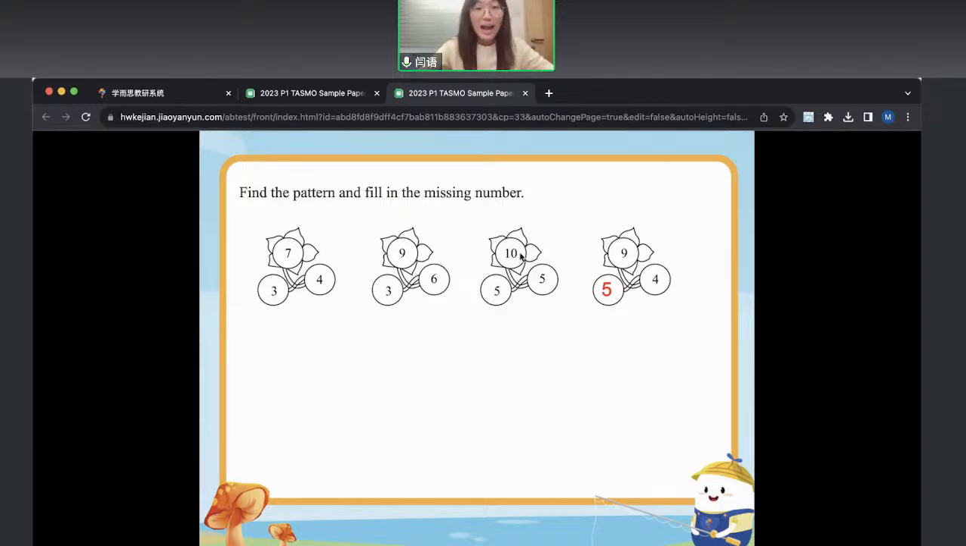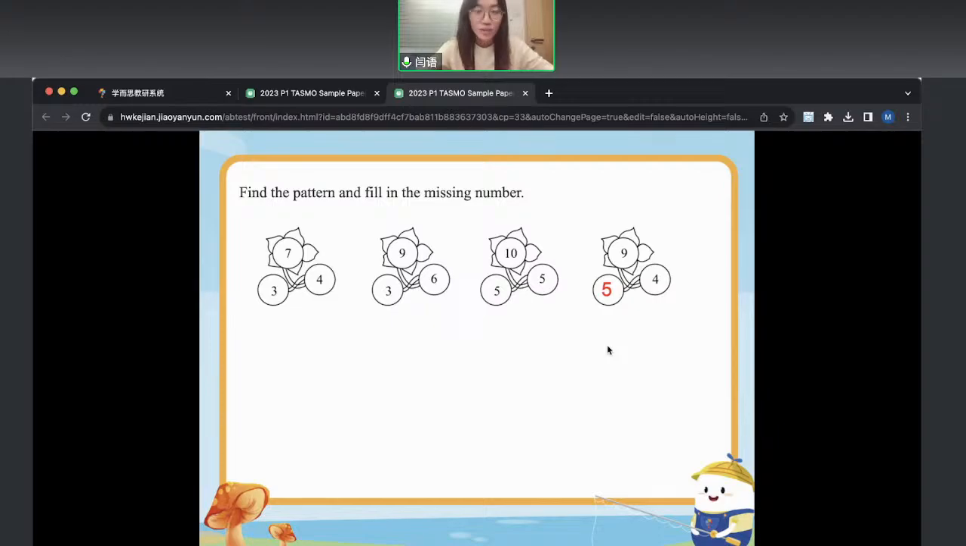And also for the third one, how can we get 10? 5 plus 5 equals to 10. The last one, how can we get 9? Which number plus 4 equals to 9? That is 5. Okay.